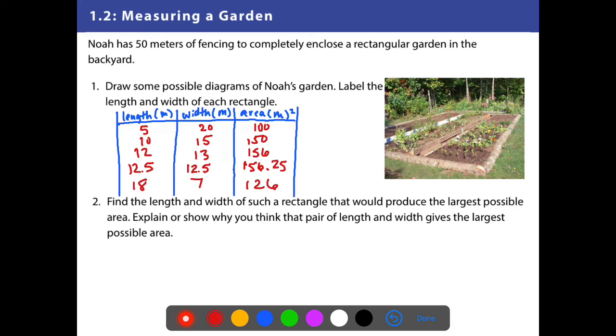And then number 2, find the length and width of such a rectangle that would produce the largest possible area. Explain or show why you think that pair of length and width gives the largest possible area. And so when the length and width are each 12.5 meters, the area is the largest, and it would be 156.25 square meters. And the table up top also shows that. And as the rectangular shape gets closer and closer to being a square, the area gets larger.